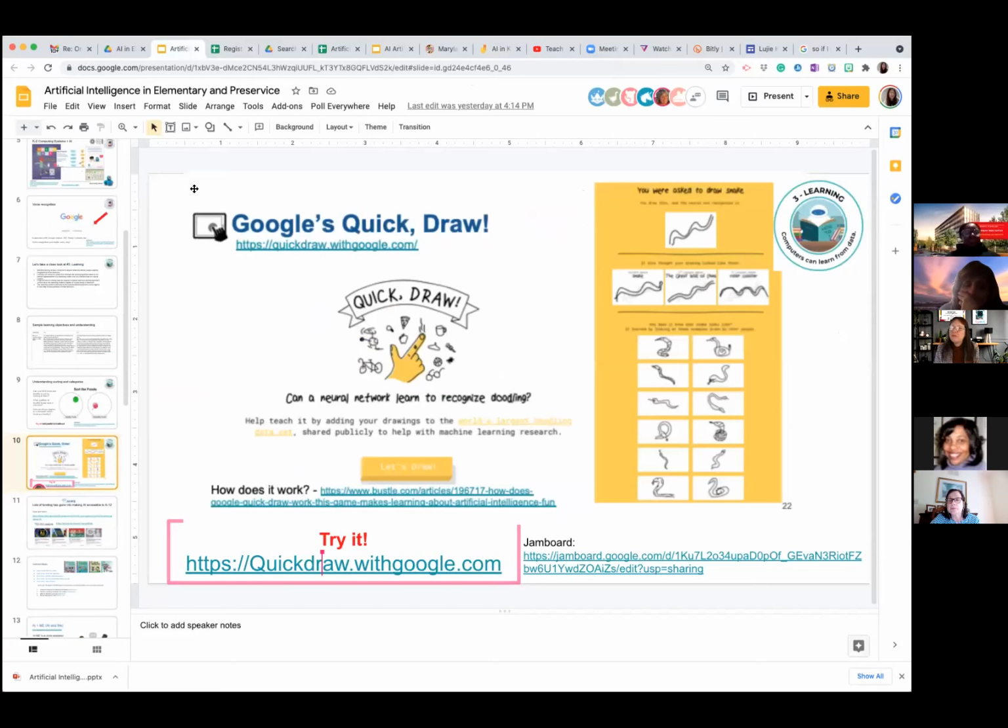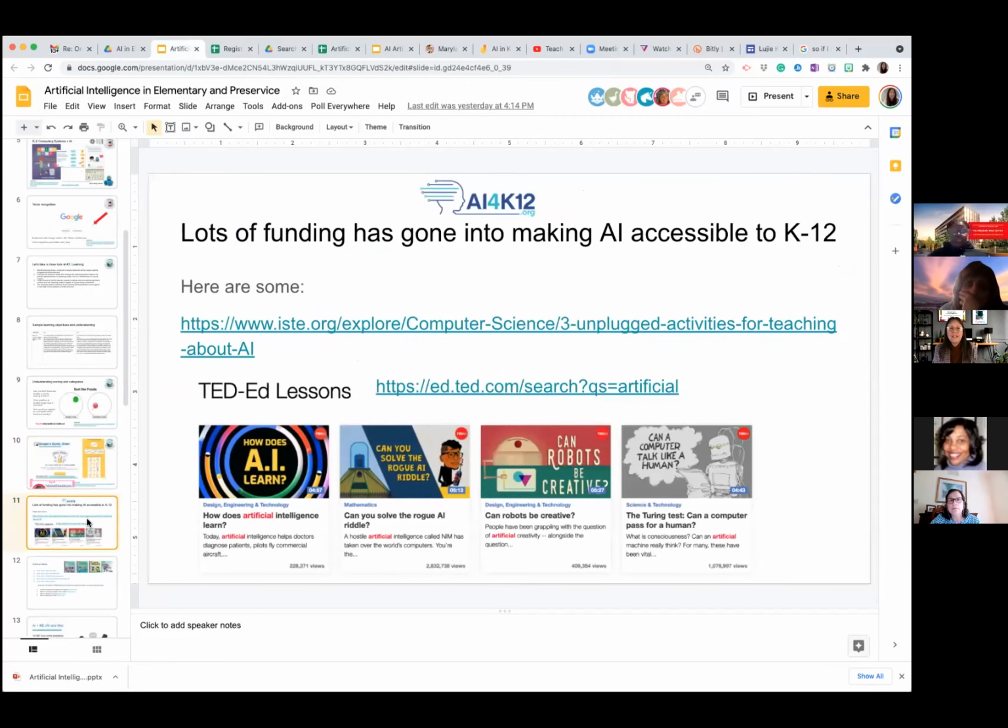If you haven't used it before, it's fun. You got a little spot of time to fill in. But again, framing it into what's the learning that we're trying to get out of that? It's a fun experience, but you can walk away without taking much away from it. You would be amazed at all the stuff that's coming out for AI. The funding is just there. And so ISTE has a number of unplugged activities for teaching about AI that are pretty nice. You might want to look at.